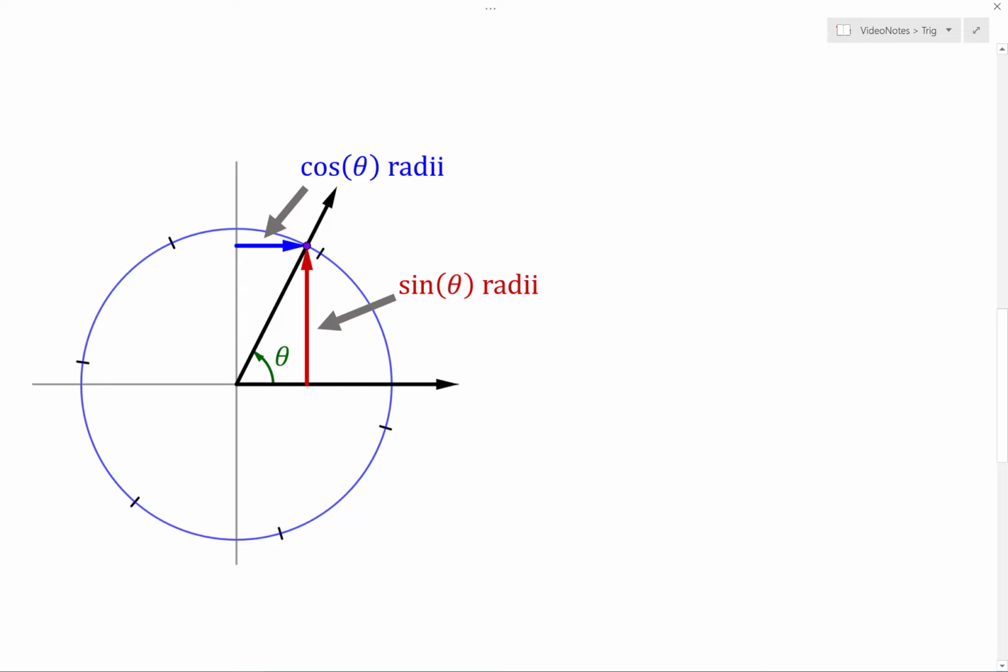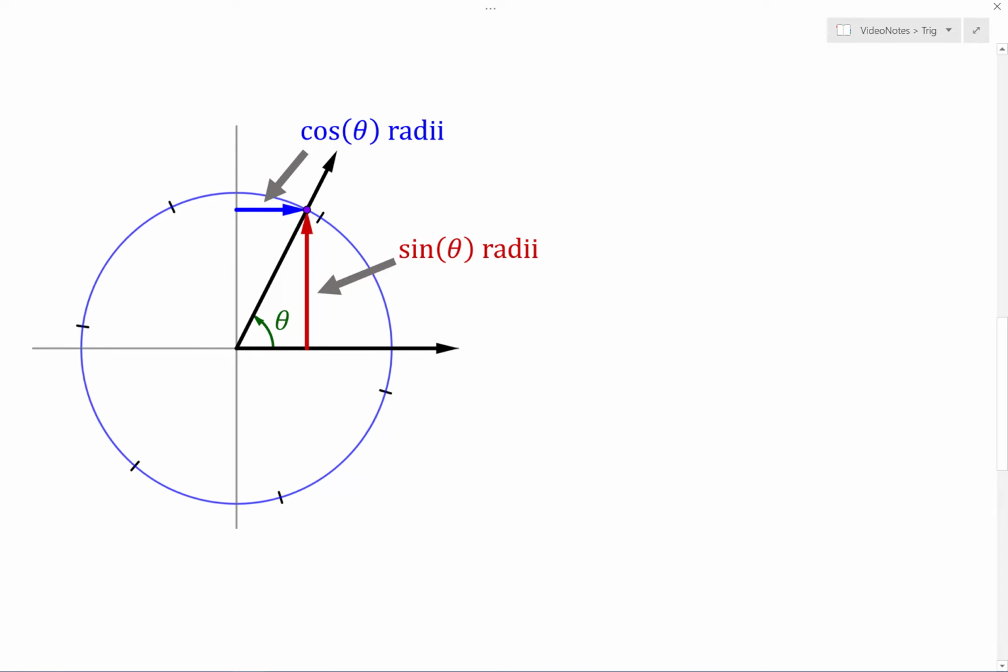Now that's kind of a mouthful, so if you're like me, you might prefer just to imagine this with a diagram. So if theta is our angle measure in radians, swept out from the 3 o'clock, then cosine of theta gives us that horizontal distance in radii, and sine of theta gives us the vertical distance, again in radii. Keep in mind that the sine and cosine functions both take a number of radians swept out from the 3 o'clock position as their inputs, and both output a number of radii, or radius lengths.